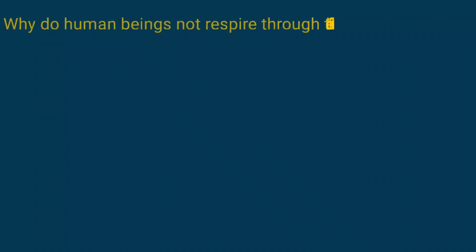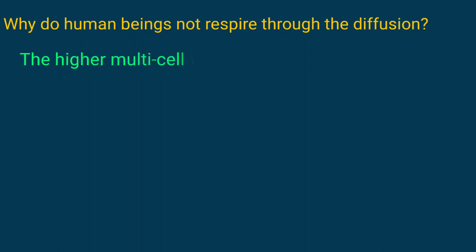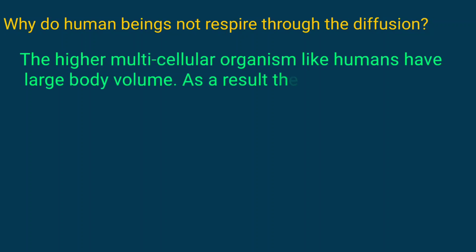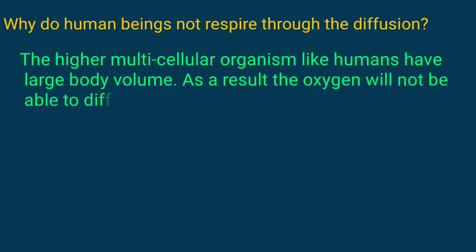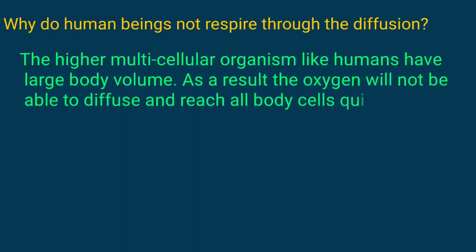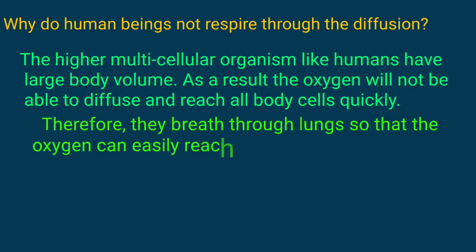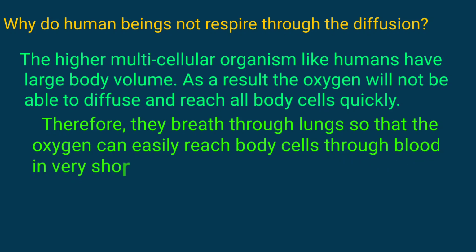Why do human beings not respire through diffusion? The higher multicellular organisms like humans have large body volume. As a result, the oxygen will not be able to diffuse and reach all body cells quickly. Therefore, they breathe through the lungs so that the oxygen can easily reach body cells through blood in very short time.